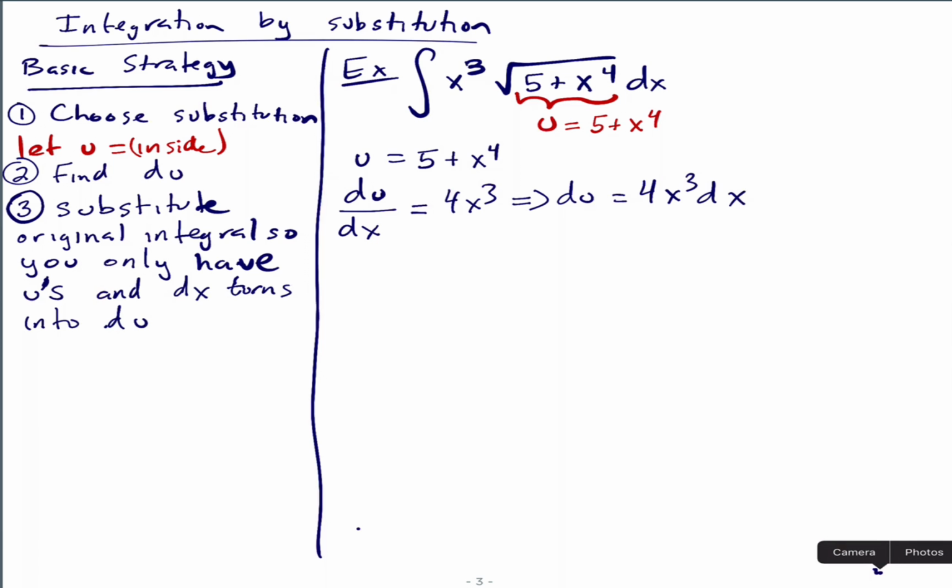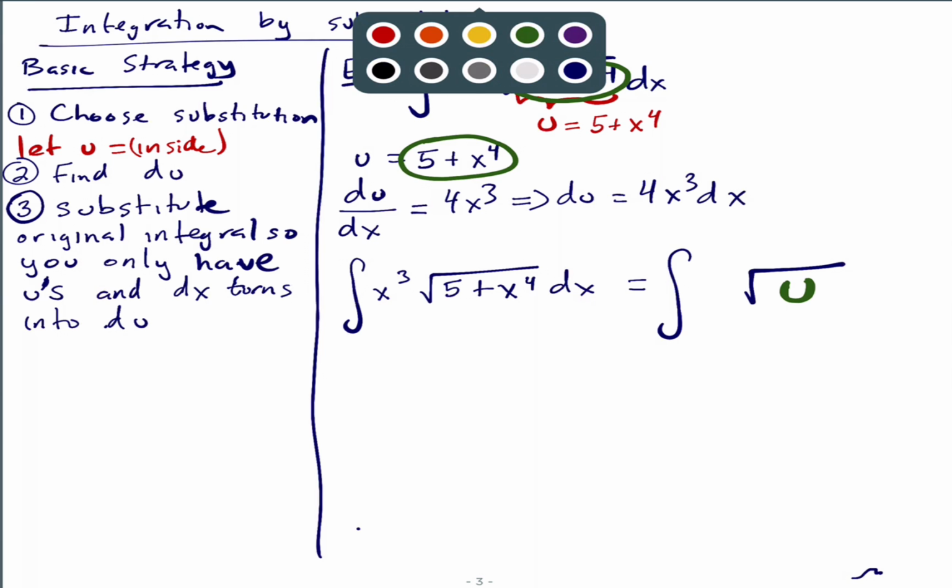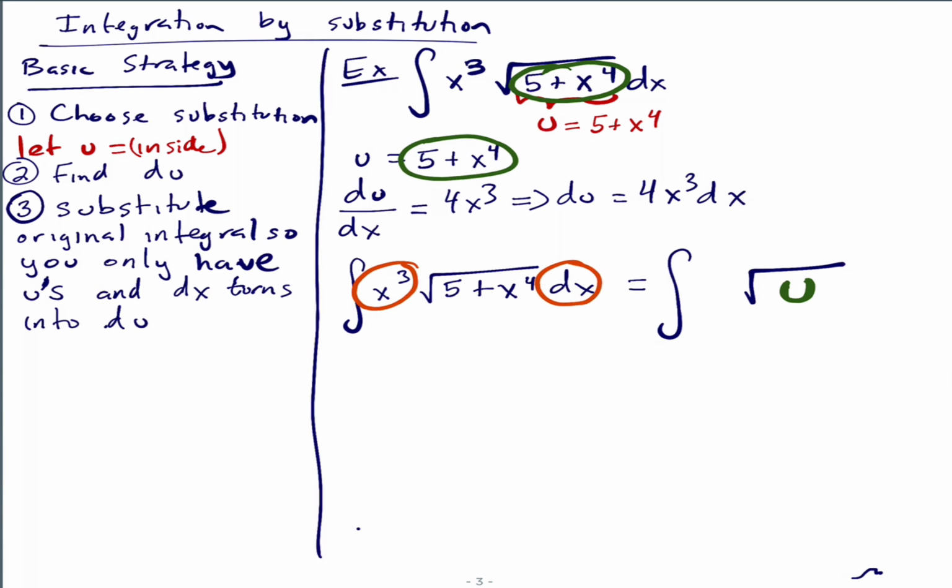So what you do is, see how you have u is 5 plus x to the fourth? So I'm going to substitute 5 plus x to the fourth in for u. Let me rewrite it here. So this is equal to the integral. Okay, so there I just substituted 5 plus x to the fourth in for u. Now the other thing that I need to substitute is I have this x cubed and then I have dx. So I need to change the x cubed dx into u's.